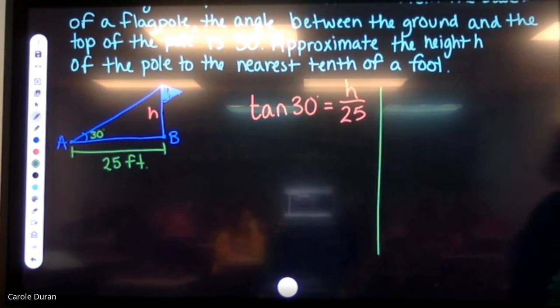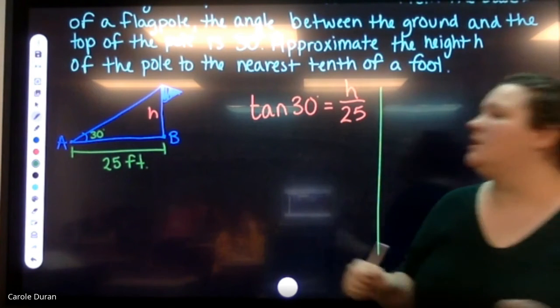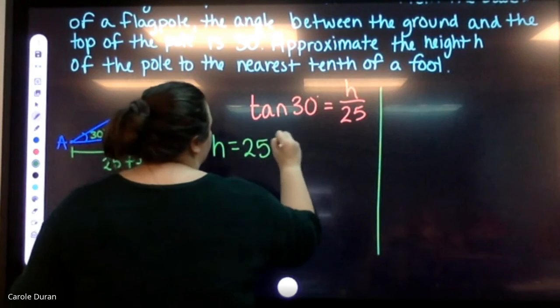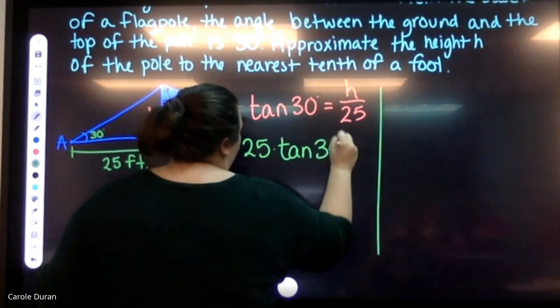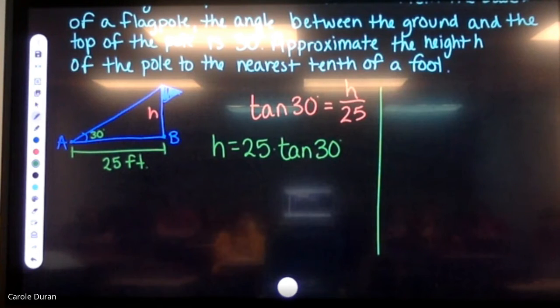My goal here is to isolate the h, so I'm going to multiply that 25 across. When I do, I get that h is equal to 25 times tangent of 30 degrees. I can't really do anything else here until I know what tangent of 30 degrees is. So I'm going to go back to those special right triangles that we wrote down, and find what the value of tangent of 30 was.